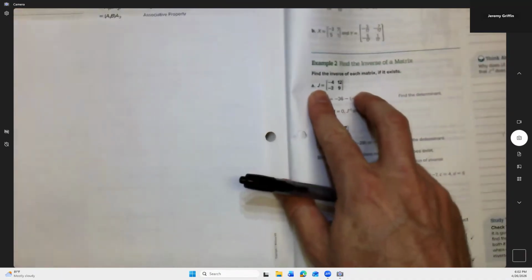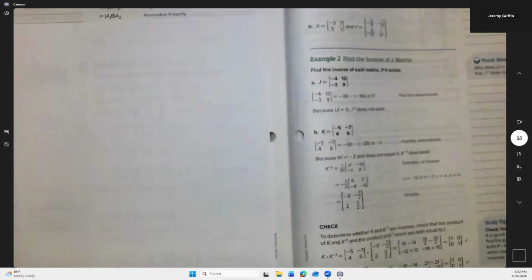Well, how about example 2? Find the inverse. Now they're just going to hand us a matrix, and how would we find the inverse from scratch?